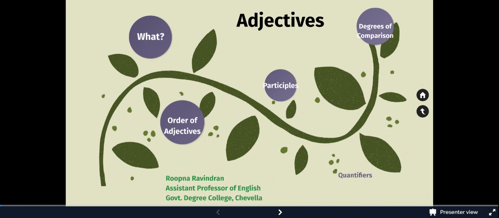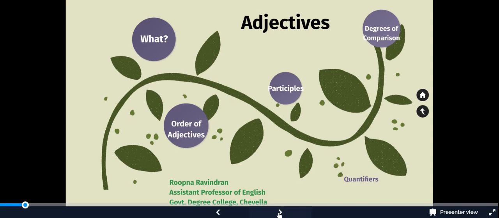Adjectives describe nouns. They are usually called modifying words. Let's learn adjectives in detail. In our textbook, the second semester General English textbook of Osmania University, English Made Easy, there is a section on adjectives. In that section, order of adjectives, participles, quantifiers, degrees of comparison, etc. are discussed. So let's move on to the next slide.